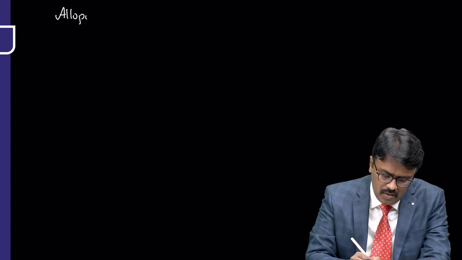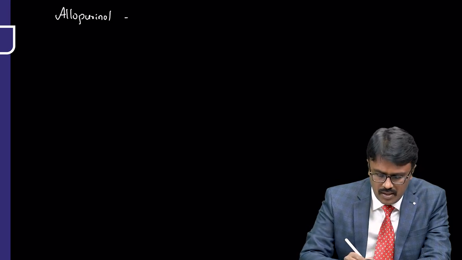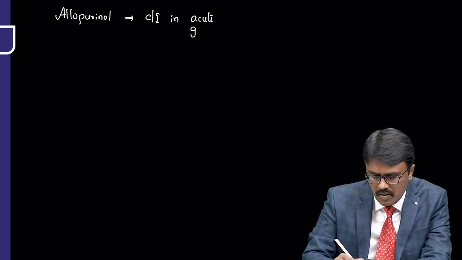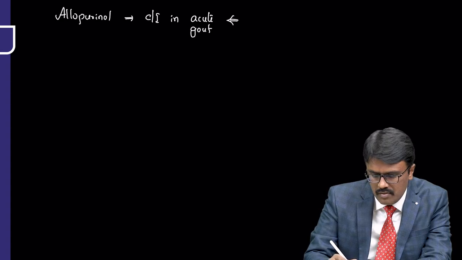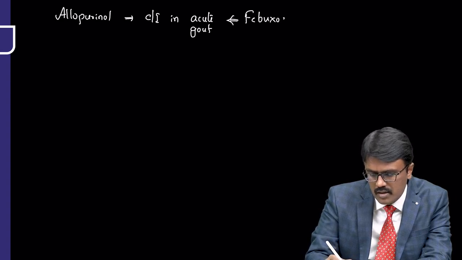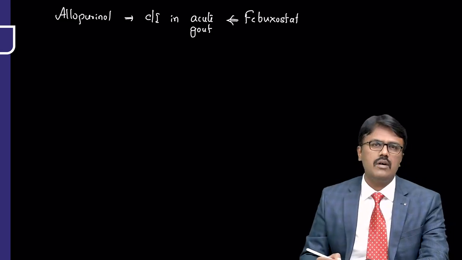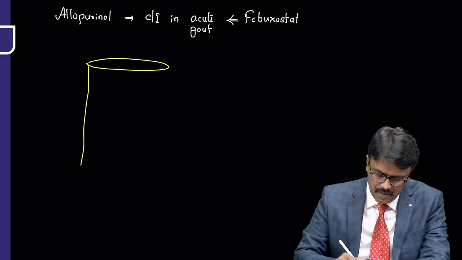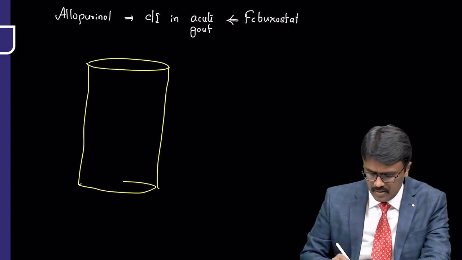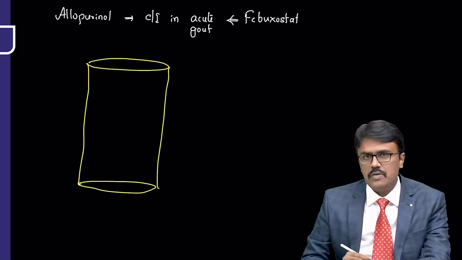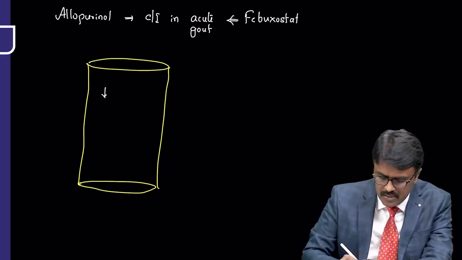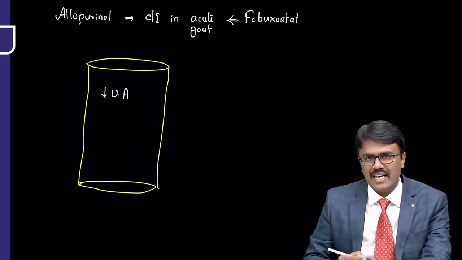Now please understand, very important point, allopurinol is contraindicated in acute gout. Not only this, even the drug febuxostat is contraindicated in acute gout. That's the reason why we should not use it. Now when you use these drugs, what happens? Suppose this is the circulation, the blood vessel. And what happens when you use allopurinol? It decreases uric acid in the circulation by inhibiting xanthine oxidase.